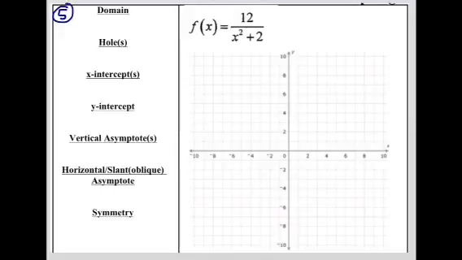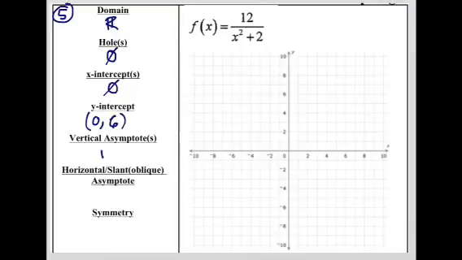Alright, for number 5, there's nothing to factor. The denominator doesn't have any real zeros, so the domain is all reals. The holes: nothing to cancel, no common factors, so no holes. X-intercept: none, because there's nothing in the numerator that makes it 0. The y-intercept: cover up the x squared and you get 12/2, which is 6. So it's (0, 6).